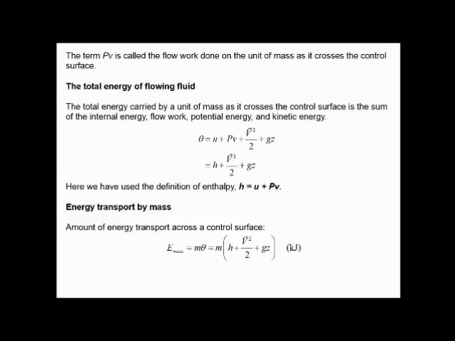Now the next thing is the total energy of the flowing fluid. The total energy of a flowing fluid per unit mass as it crosses the control surface is the sum of the internal energy, flow work, potential energy and kinetic energy. You should remember these things. So the total energy of the flowing fluid, given as theta, is equal to the summation of all four types of energy: internal energy u, flow work Pv, kinetic energy V squared by 2, and potential energy gz.